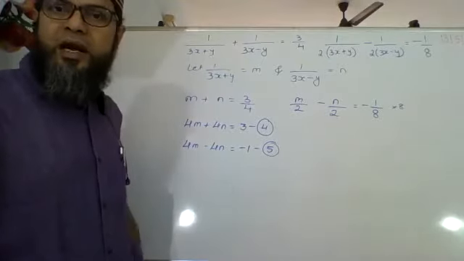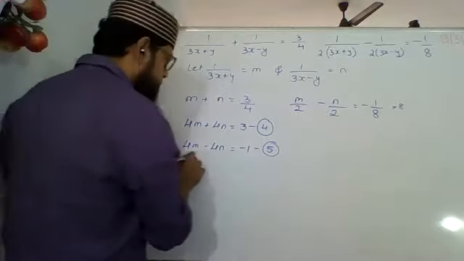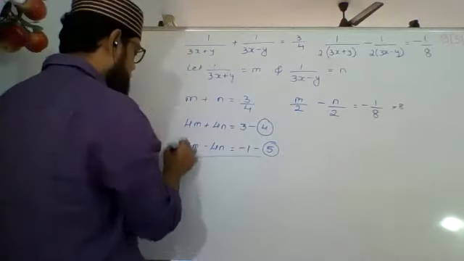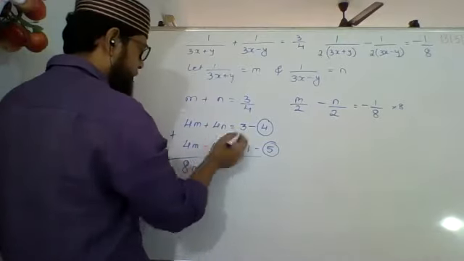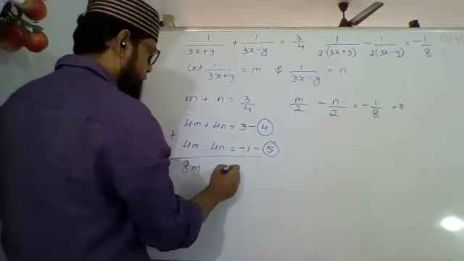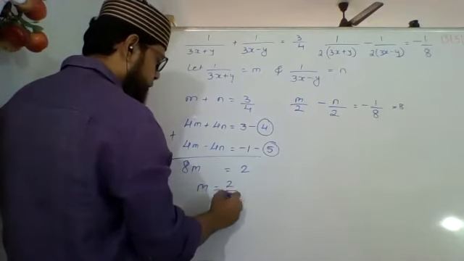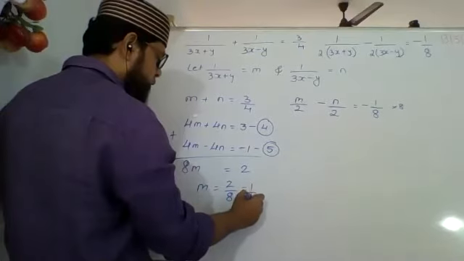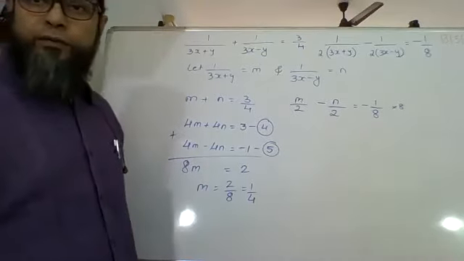Are we clear? After that, it is so very simple. Just add. So 4 plus 4, 8m, plus 4n minus 4n cancels. 3 minus 1 equals 2. M equals 2 upon 8, which equals 1 upon 4. M equals 1 upon 4.